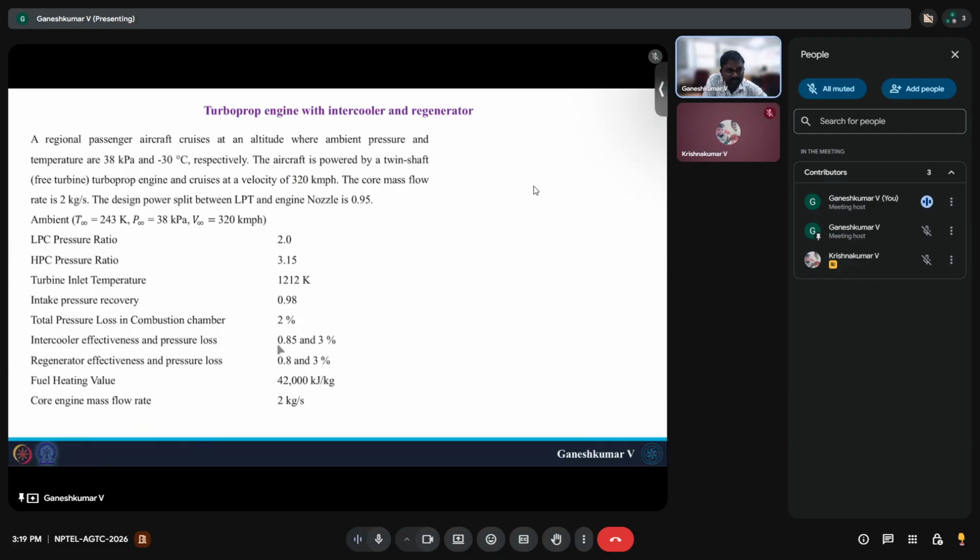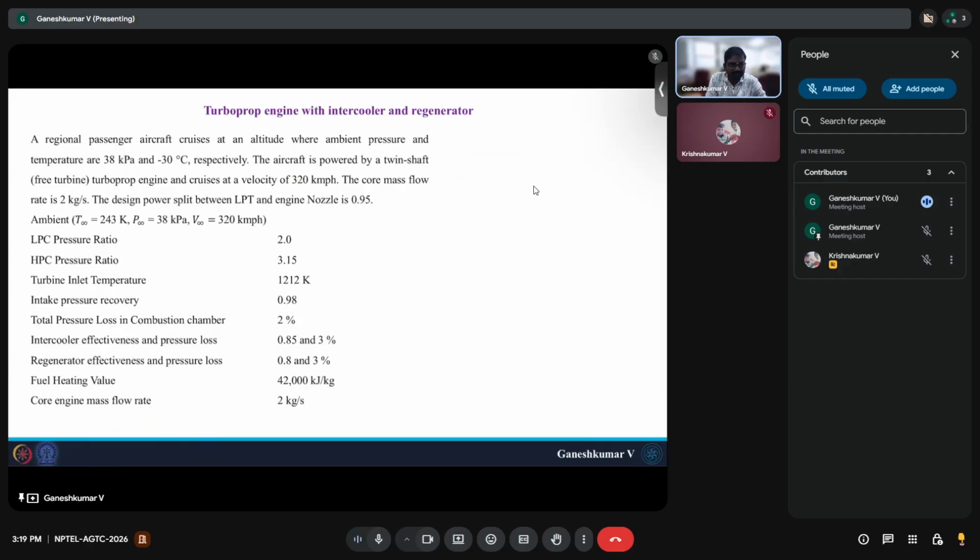Additionally, these are the same as the problem that was solved by the professor. The intercooler effectiveness and pressure loss are 0.85 and 3%, and the regenerator effectiveness and pressure loss are 0.8 and 3%. So these numbers are slightly lower. I mean, the effectiveness is slightly lower and pressure loss is slightly higher compared to the intercooler and regenerator that we used for the turbofan engine.